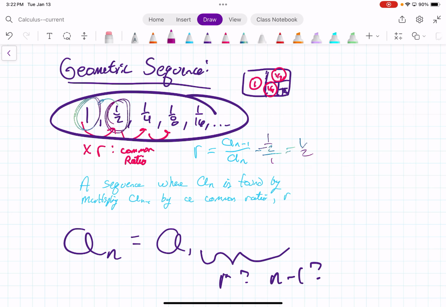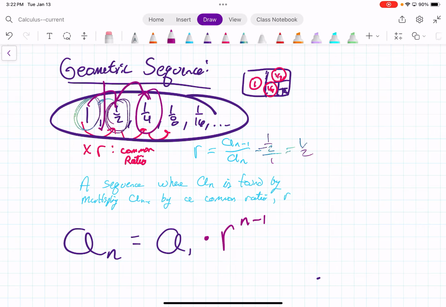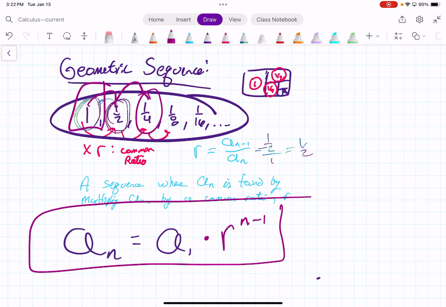So a1 times, several of you said it, r to the power of n minus 1 is correct. Because if I'm trying to get to the third number in the list, how many times do we multiply by a half? Well, just twice, right? So thinking about times a half, it's always one less because I'm starting at the first number. So this is the nth term of a geometric, okay?